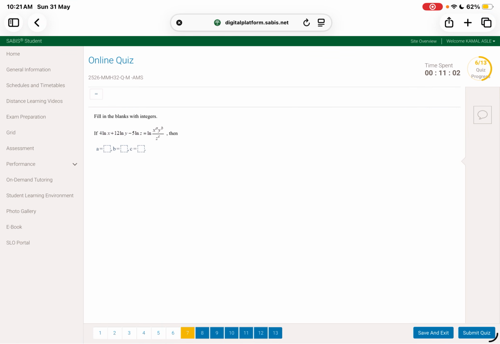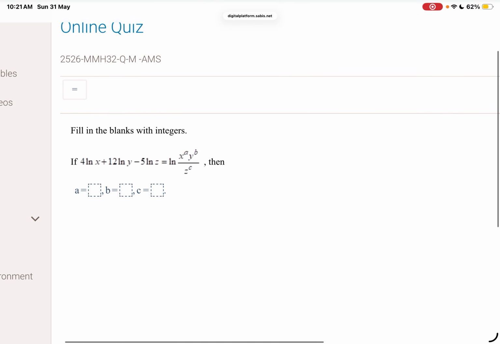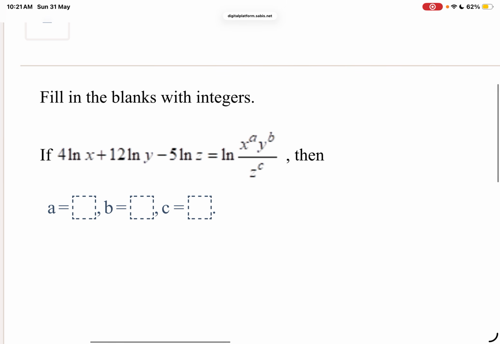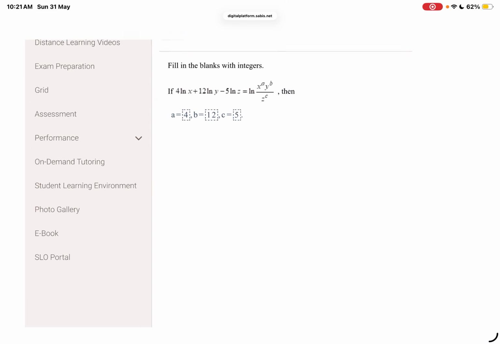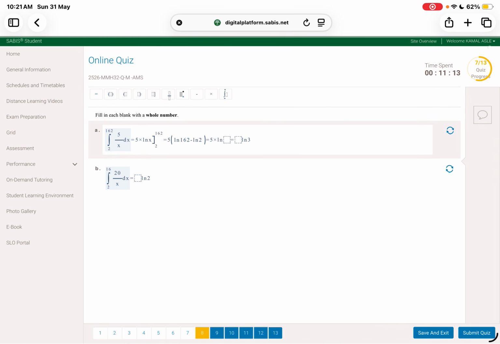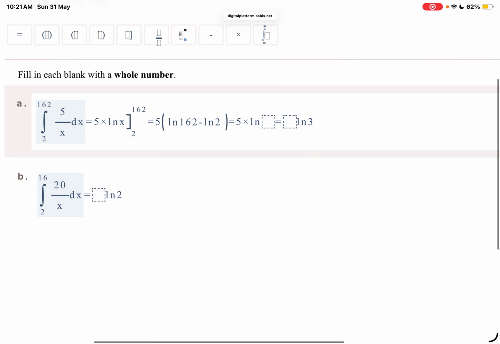Question number 7. This is like we just did it. It's the same thing. So here the x will be 4, and then it will be 12, and then it will be 5. It's very simple. Question number 8. Okay, this one's also the same thing.